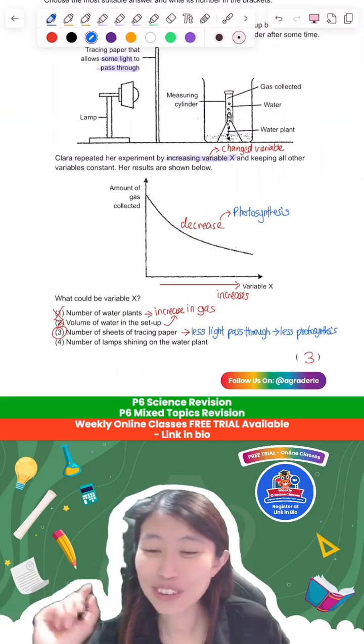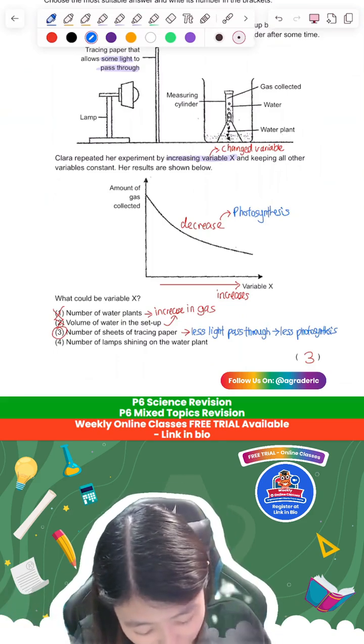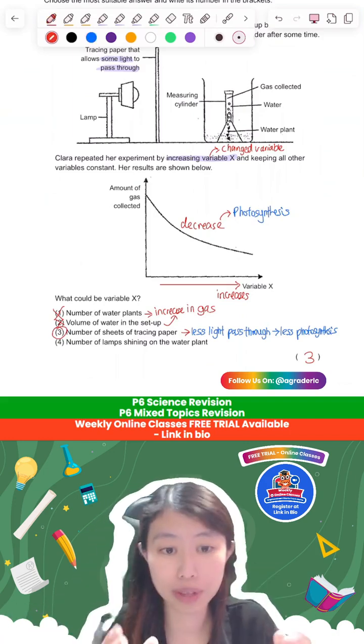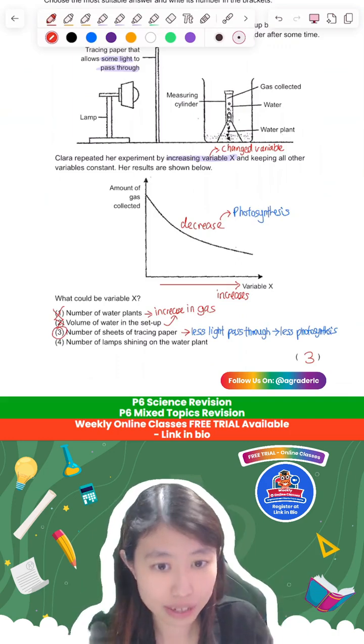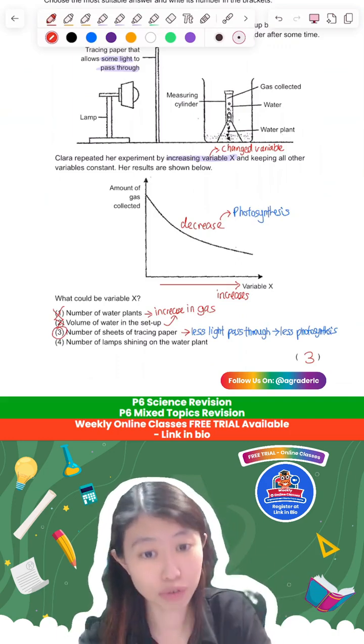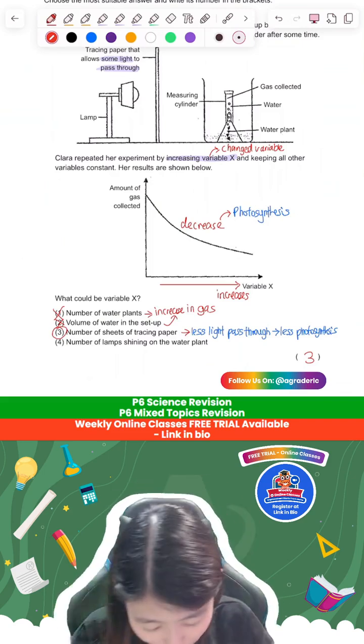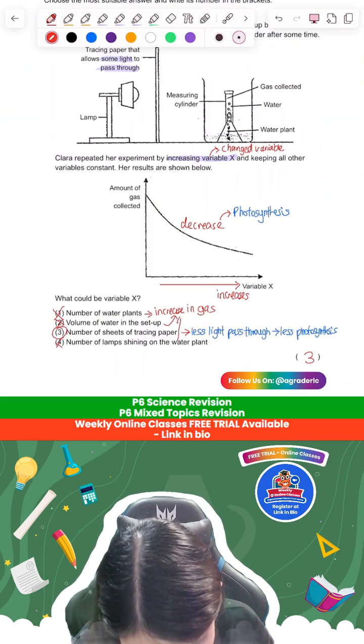All right, so over here, the number of lamps shining on the water plant: the more lamps there are, the more light there is. The more light, it should lead to an increase in photosynthesis. It should lead to an increase in the amount of gas collected. So option 4 should lead to an increase in gas.